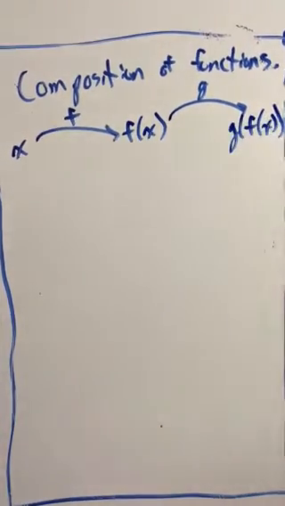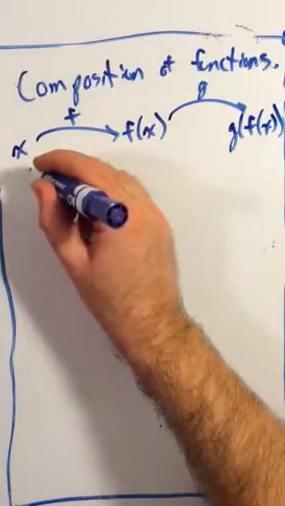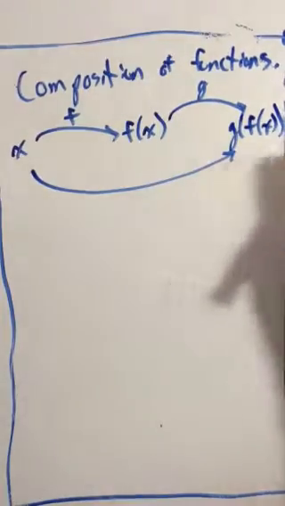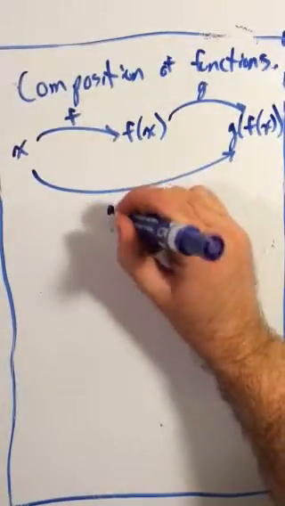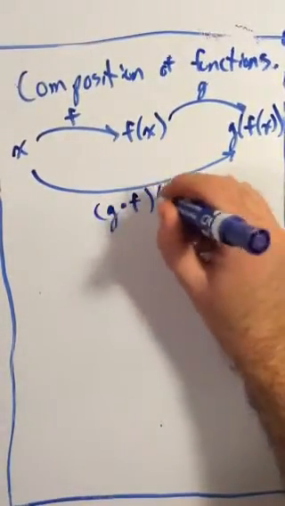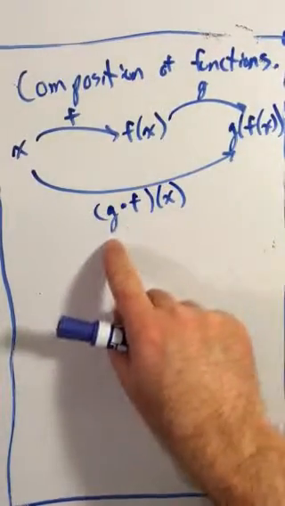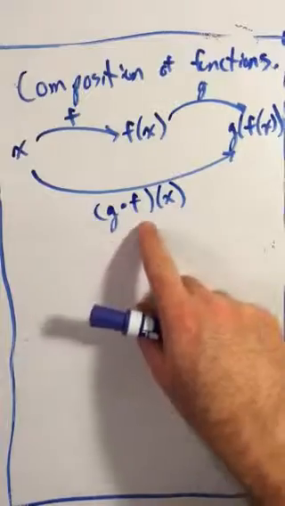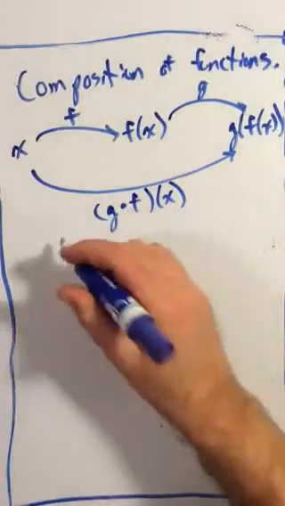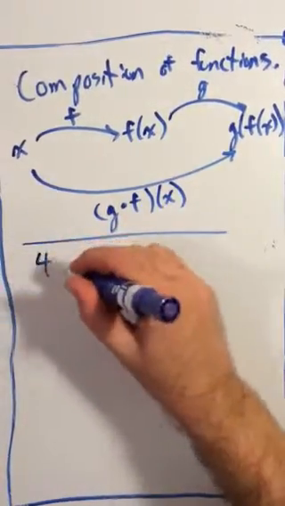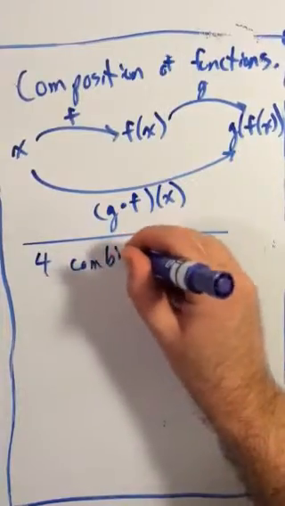what I'm going to get is g of f of x, right? So the one function that goes directly from x to g of f of x is called g circle f of x. So it says first you apply f, then you apply g. So we have a definite inside function and an outside function. So essentially there's four possible combinations for any two functions.